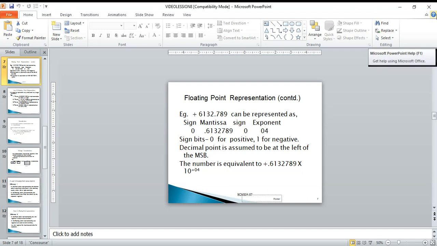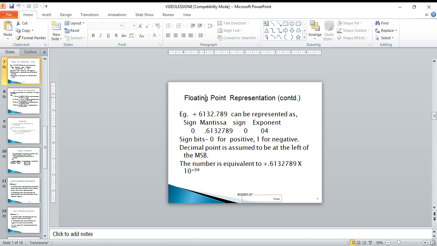Here, this is the example for floating point representation. This is a positive number, meaning that in floating point representation also there are two ways of data, binary data and decimal data. This is the decimal data. Plus represents the decimal positive number. Here, this is the number, so we can represent it in the floating point representation.